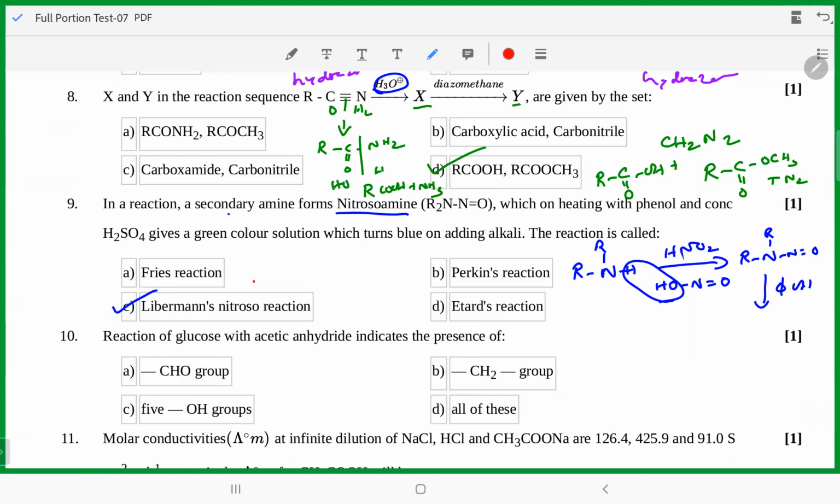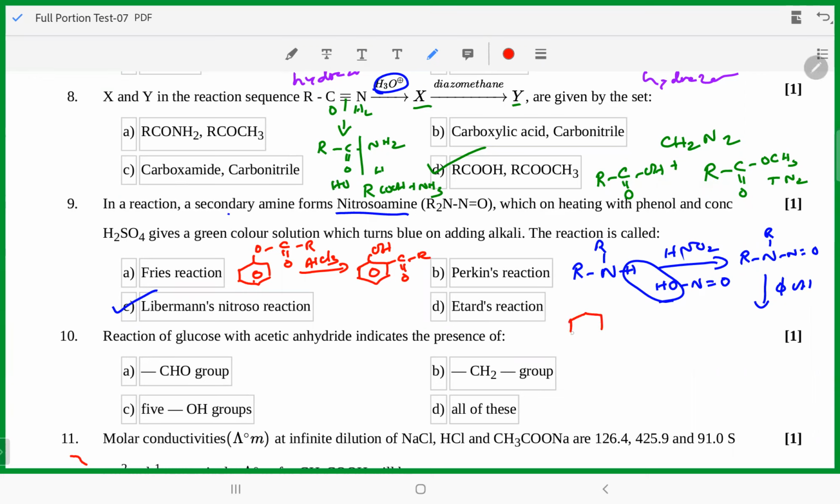So first, Price reaction. When you take phenol, a substituted phenol, suppose it is like this, in the presence of AlCl3, it will give this. This is Friedel-Crafts reaction. This is Perkin reaction. It goes with the carbonyl compounds. Sir, Price is definitely not there, sir. So can you write the Perkin reaction?